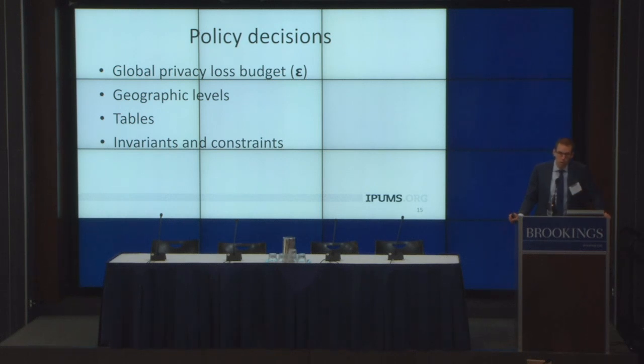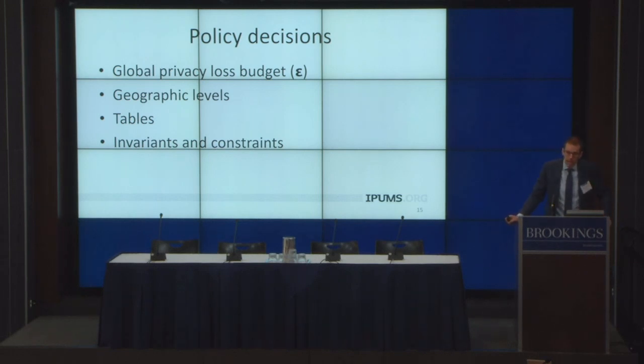In 2020, the only invariant that we know of as of right now is the total population count at the state level, because that's what's used to apportion congressional districts. So we've gone from invariants at the block level to an invariant at the state level.